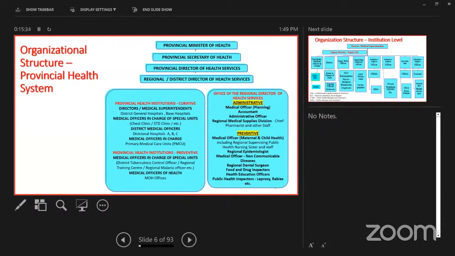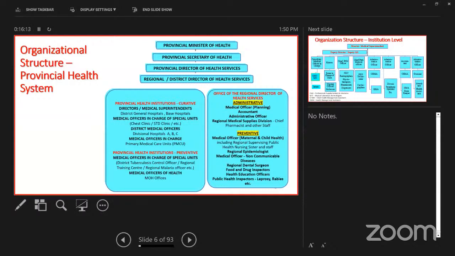Then there are primary medical care units. I will describe the differentiating factors of these institutions later. Until then, the medical officers in charge of the primary medical care units, the PMCUs, are also within the provincial system. So this is how the curative health tasks are coordinated, allocated, and supervised in the provincial health structure. That is the structure I told you in the beginning.